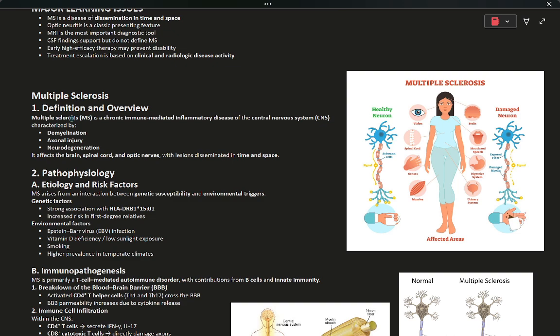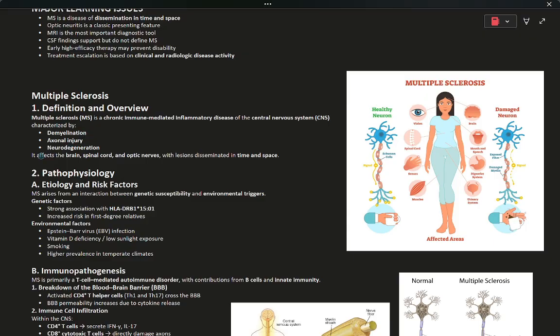So multiple sclerosis is a chronic immune-mediated inflammatory disease of the central nervous system. Pay attention to the phrase immune-mediated, because it's an inflammatory disease caused by some immune reaction, and it is going to be characterized by demyelination, axonal injury, and neurodegeneration. Demyelination meaning loss of myelin sheaths.